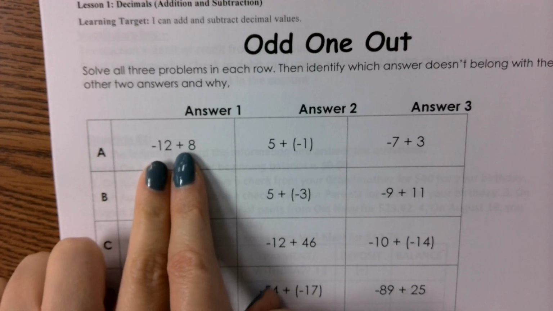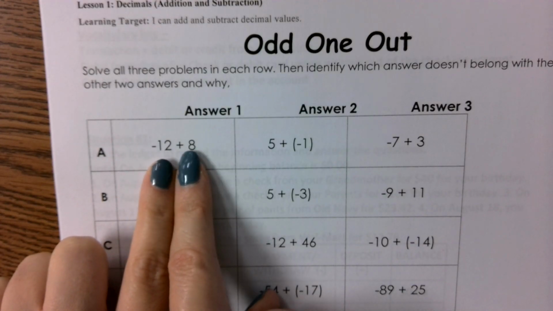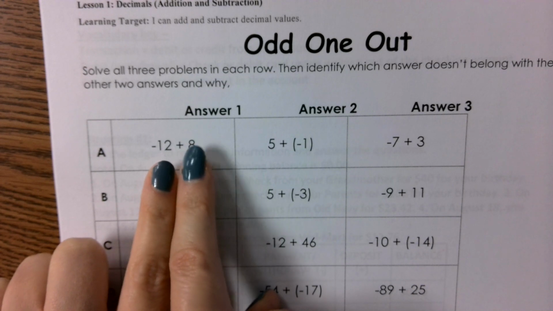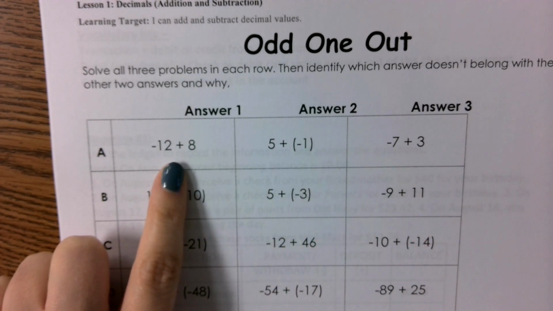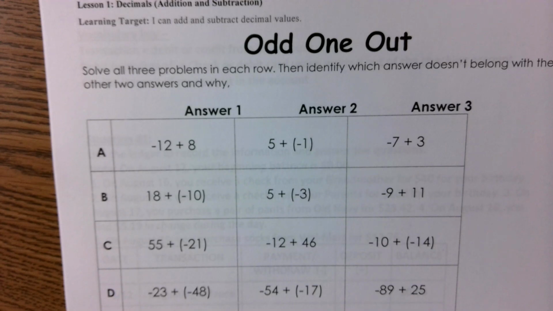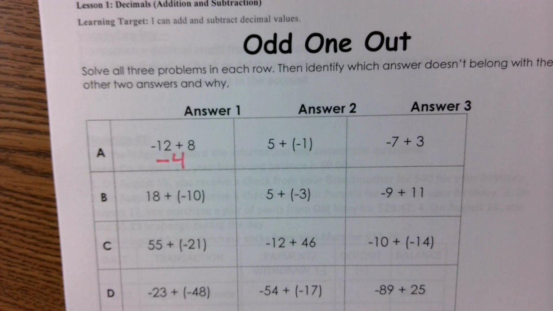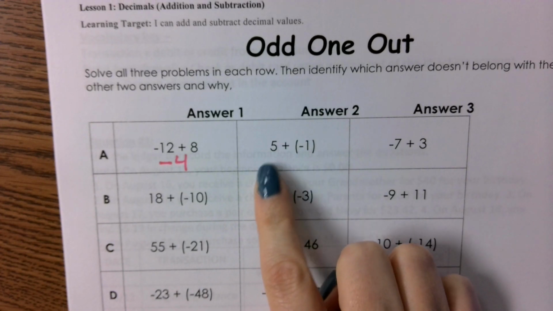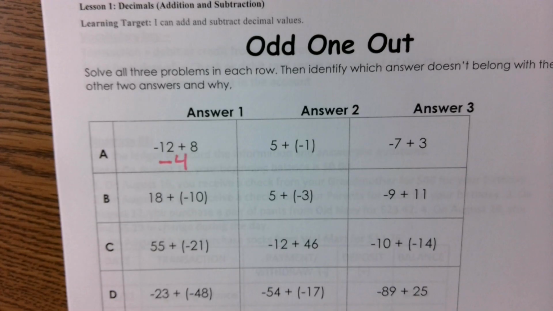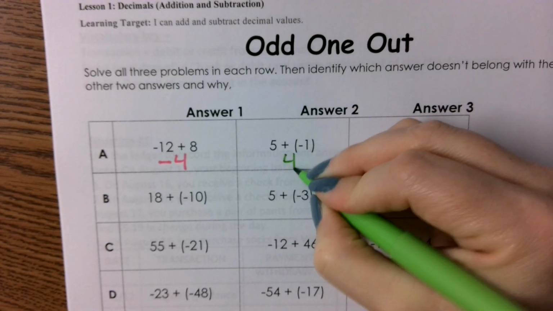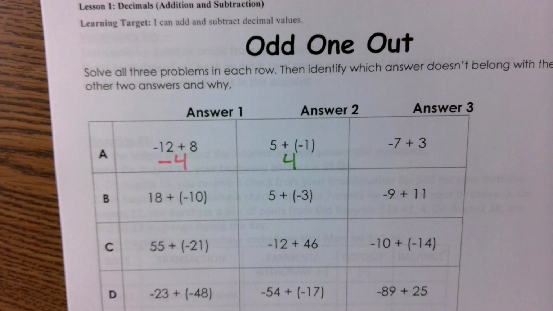But for here, if we're taking a look at negative 12 plus 8, what is that going to give us? What do you get for that, CJ? Negative 4. Okay. What about for answer number 2? If we've got a positive 5 plus a negative 1, what would we get, Brian? Positive 4. Good. And then for answer 3, we've got negative 7 plus a positive 3. Jordan?